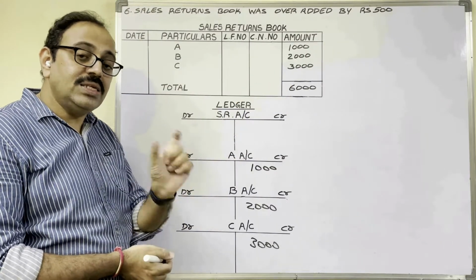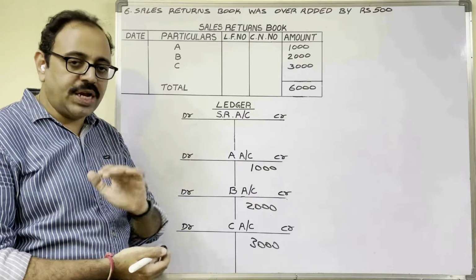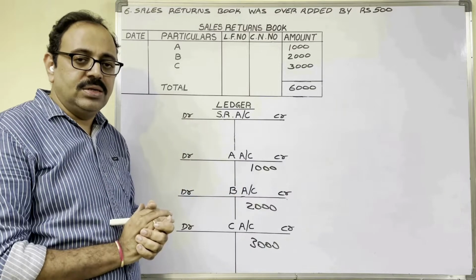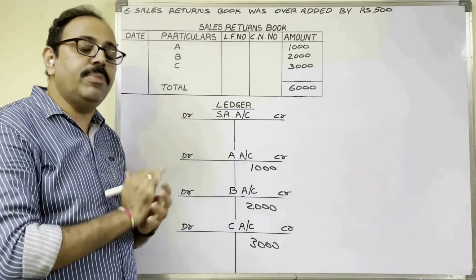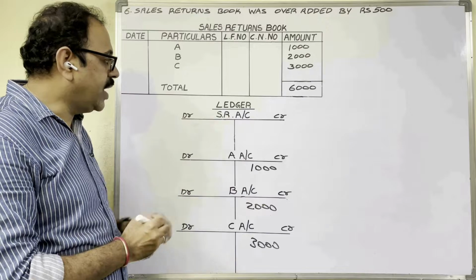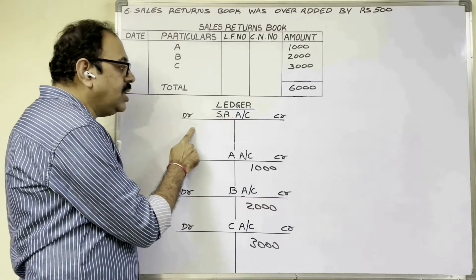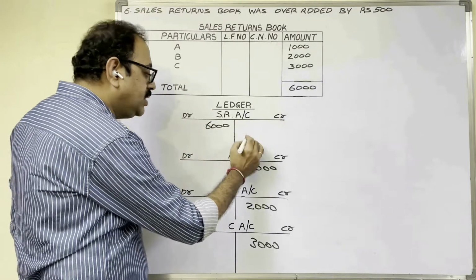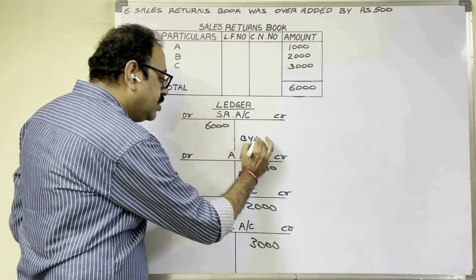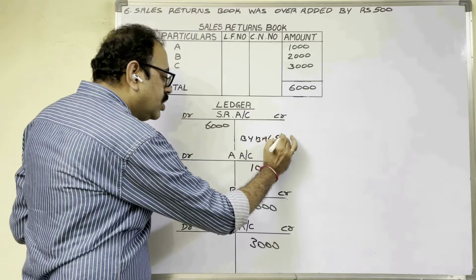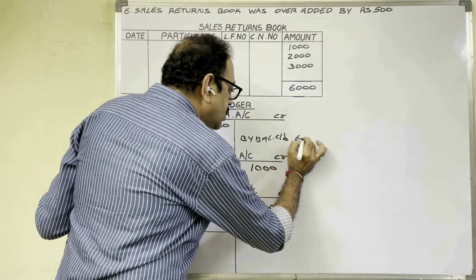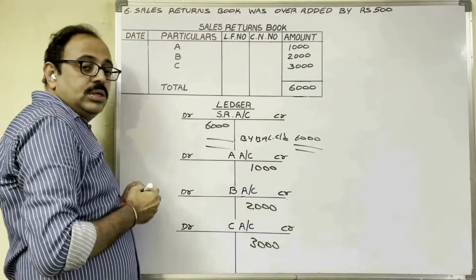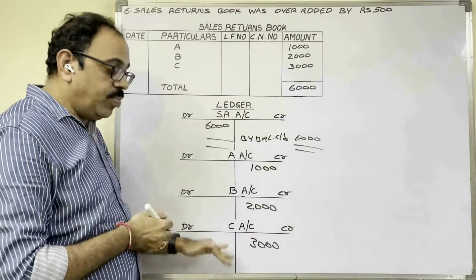Which side? Sale is income. Income shows a credit balance. Sales returns means that income is cancelled. So sales returns shows a debit balance. On the debit side, to sundries as per sales returns book, 6,000 we should write. Balance carried down comes on the credit side because the debit total is more. Balance carried down 6,000 rupees. Two side totals. Correct recording, correct posting.